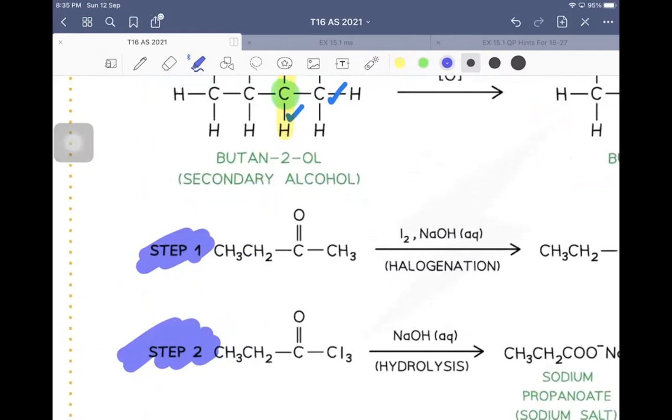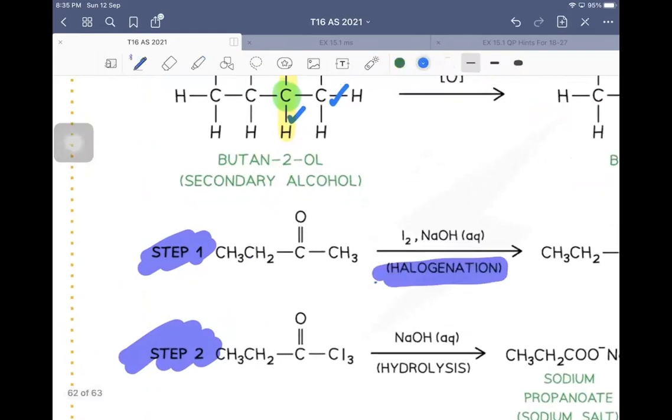On the first step, this is where your iodine and your sodium hydroxide are working. What happens is that we are halogenating the methyl group, the CH3 group. We replace all the hydrogen with iodine.